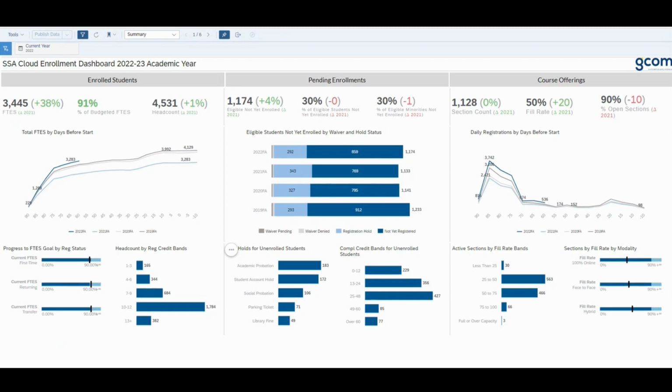One of the most important interactive capabilities of our operational dashboards is the ability to drill to details to explore areas of interest and take action with the data. The metrics on the summary dashboard page are supported by dashboard pages with detailed information that staff can use to take action to support enrollment management.